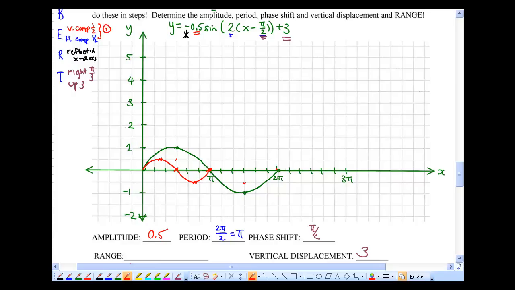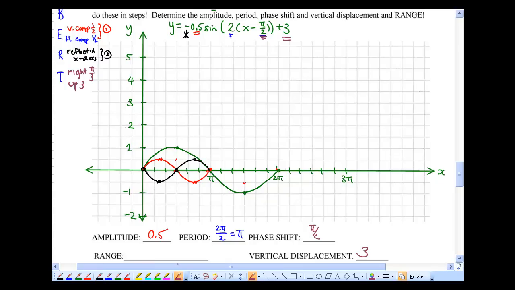Red. Reflection in the x-axis. Okay, black. So this is graph number 2. Reflection in the x-axis, 0 still 0. Down there. That's pretty straightforward. Cool.